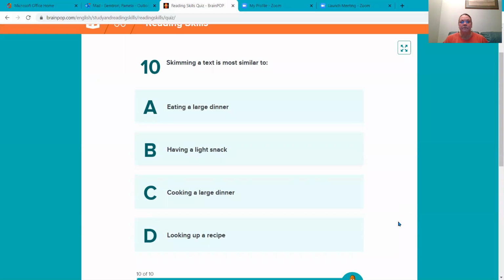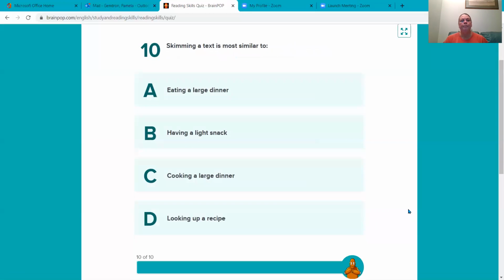And the last question. Skimming a text is most similar to eating a large dinner, having a light snack, cooking a large dinner, or looking up a recipe. Well, when you skim, you just take small pieces and you go over quickly. So I don't think that's eating a large dinner. I don't think it's cooking a large dinner. And I don't think it's like looking up a recipe. It's like having a light snack, because you're just getting a little bit.